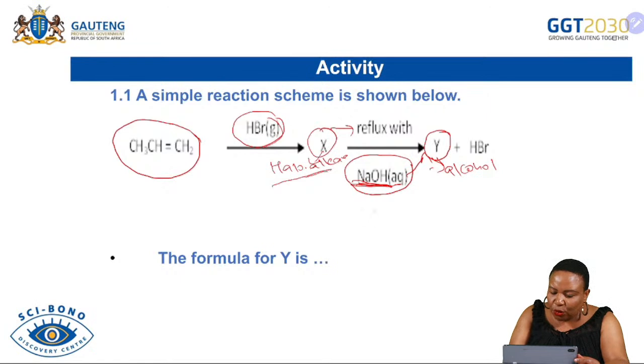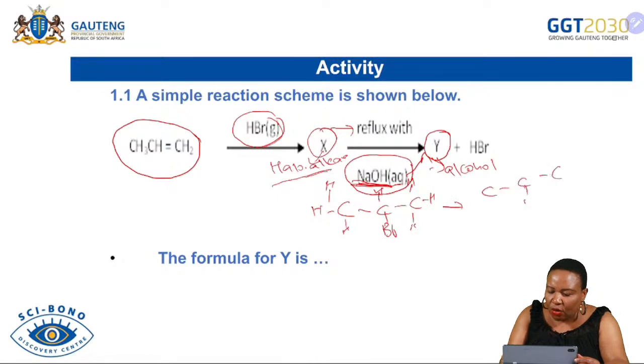How can we identify the formula of Y? We know that if it was propene, it means we're going to have a propane, and the bromine will be in carbon number 2. So if the bromine is in carbon number 2, it means also the OH of the alcohol will be in carbon number 2, which is going to be this one. The OH will be here. So we're going to get propan-2-ol.